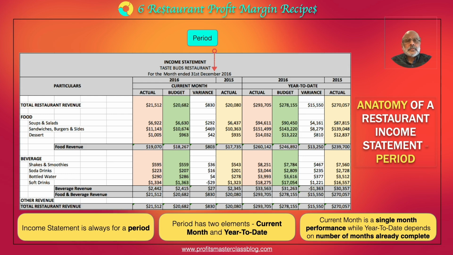The current month is a single month's performance, and in this particular case it's the month of December. You will see there are other parts to the period, like the year to date, which shows the number of months already completed. So the results of the current month this year refer to actual, budget, and the variance of the actual from the budget.